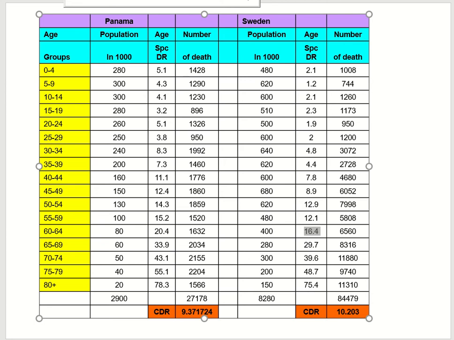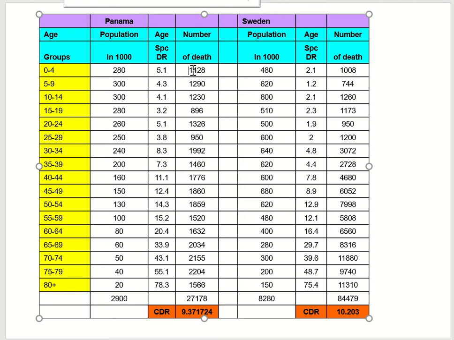Again, pick any age group, you will see it's always higher in Panama, meaning that the death rate specific to age group is always higher in Panama than in Sweden. However, if you ignore the age distribution, if you just add them all together, you're going to see the opposite. And this is how it happens.